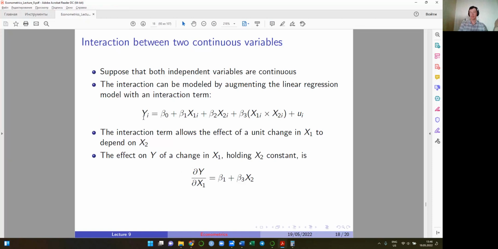Here is an effect. We take derivative of y with respect to x1. We get this, and you see that this effect changes if x2 changes. For example, if beta 3 is negative, the effect diminishes. If beta 3 is positive, then effect becomes stronger when x2 increases. So this effect of x1 depends on x2. Something similar to the quadratic specification, but now we see that it doesn't depend on itself, but it depends on something else.